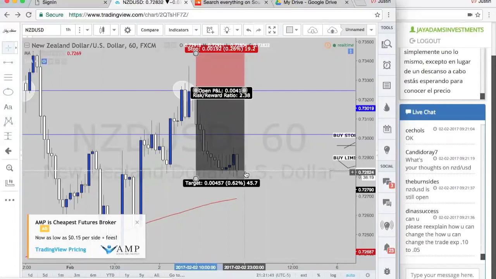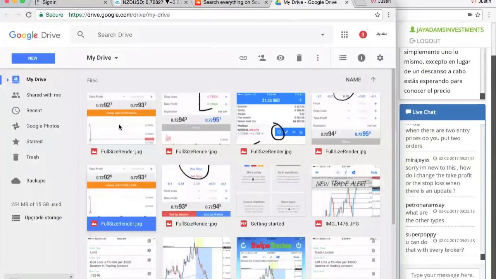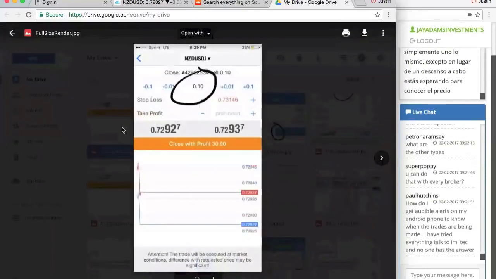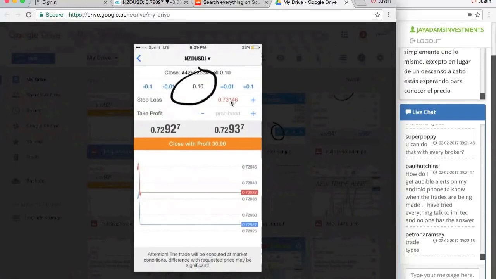So re-explain how I can change the trade example 0.10 to 0.05. Okay, so let's just go into here, and we want to close partial position. My whole position is 0.10 on the position here. In SwipeTrade, it said to move your stop loss to 0.73146. So I move my stop loss. I type that in here, 0.73146. That means now my stop loss is in profit. So if this were the reverse and I was sleeping, it would automatically close the trade out in profit.